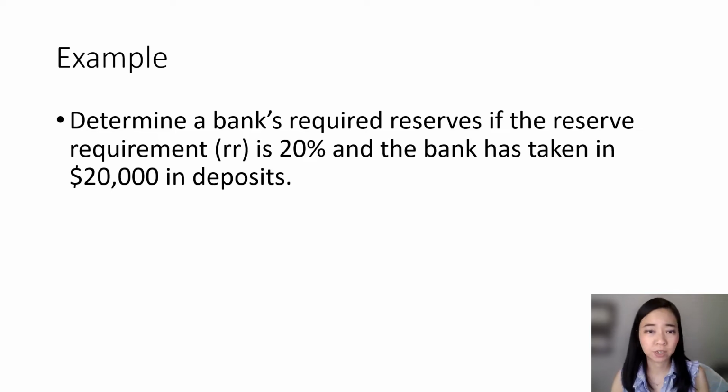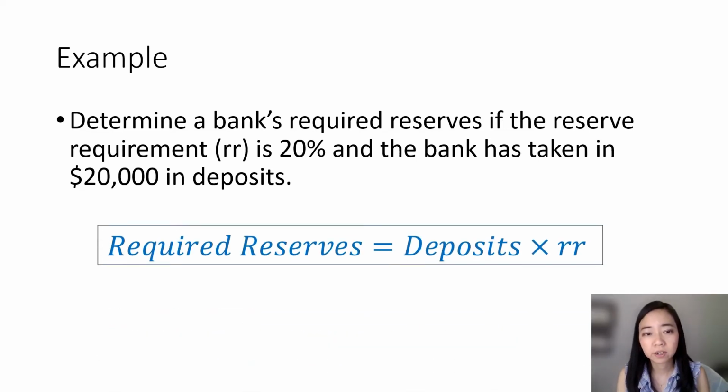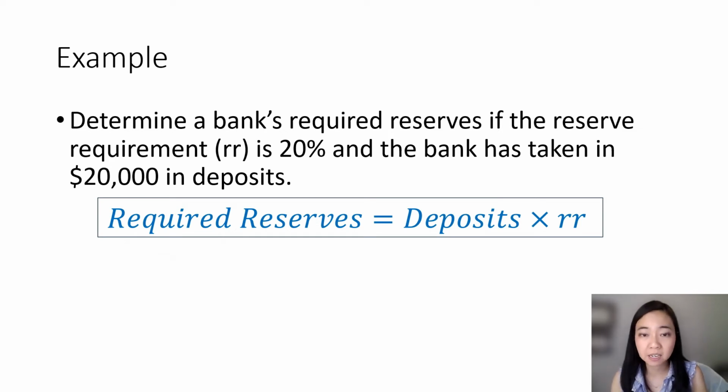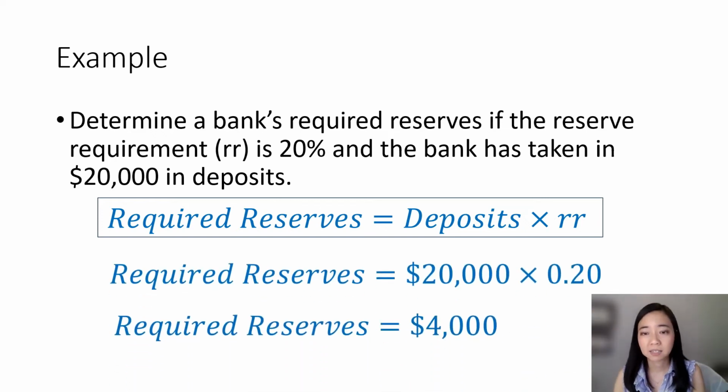Here is an example question. Suppose the bank has taken a $20,000 deposit and the reserve requirement is 20%. What is the amount of required reserves? Here's the answer. We have the formula where required reserves is equal to deposit times reserve requirement ratio. So we have 20,000 times 20%, and that gives you $4,000 required reserves.